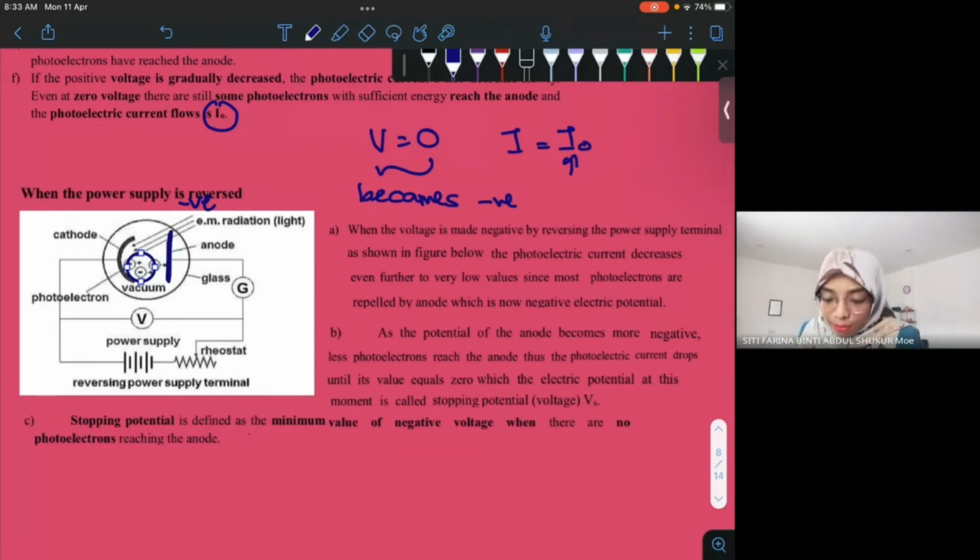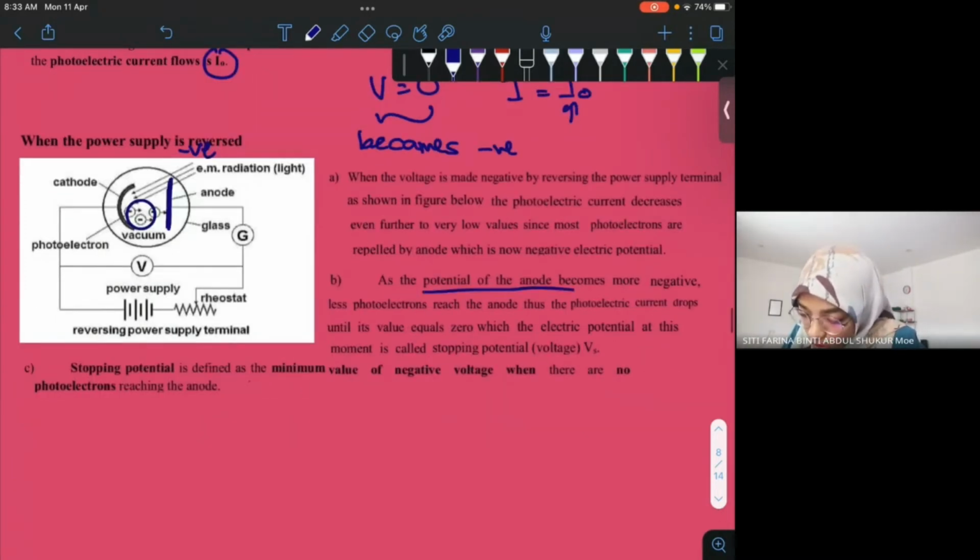So, as dia repel, apa yang akan jadi dekat sini adalah no longer photoelectrons reaching the anode. Maka slowly the current will start to decrease even further dekat sini. As the potential of the anode becomes more negative, maksudnya dah negatif dia bertambah. Contoh negatif 1 volt menjadi negatif 2 volt, menjadi negatif 3, negatif 5 and so on.